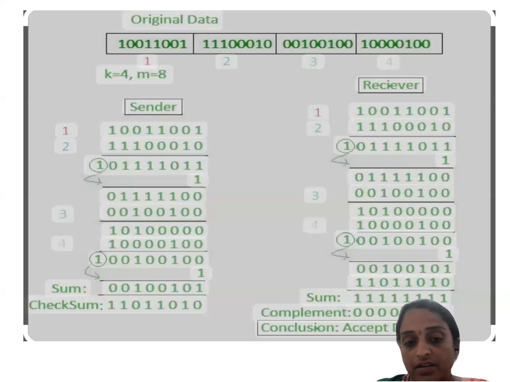Again, we add here. We can perform the addition. After getting the result, we add one more segment. Finally, we get the sum. That sum is represented here as 0, 0, 1, 0, 0, 1, 0, 1.